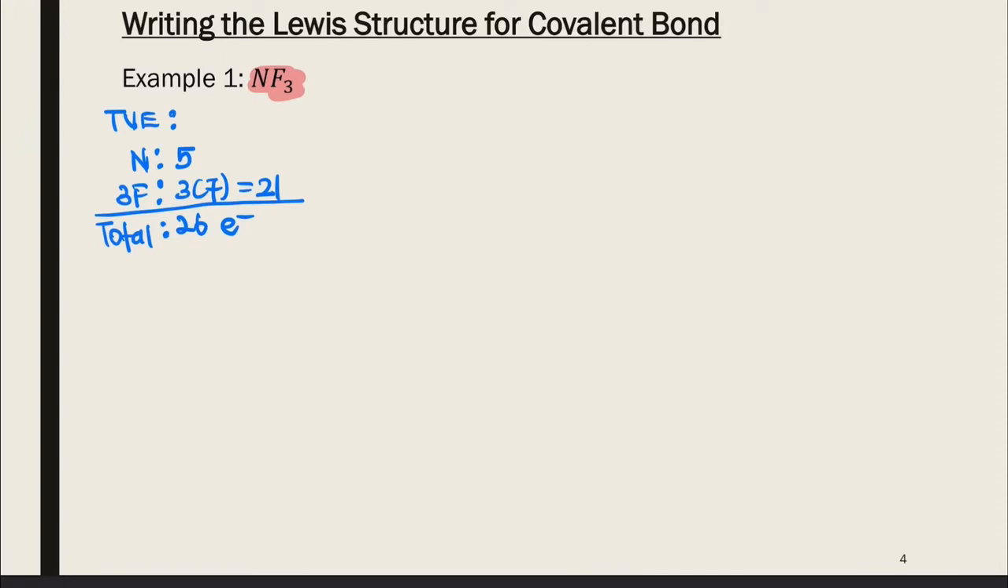So when we compare N and F, N will be least electronegative than F. So N will be the central atom, while F will be the terminal atom. So there is 3 single bond there with total of 6 electron. So we minus 6 from the total valence electron. So we have 20 electrons left.